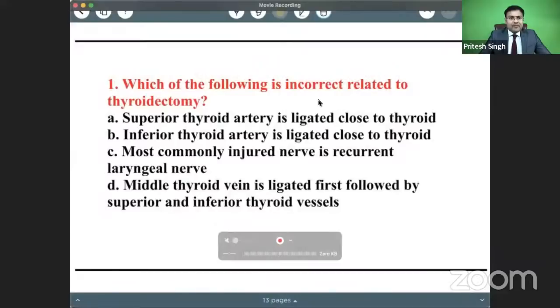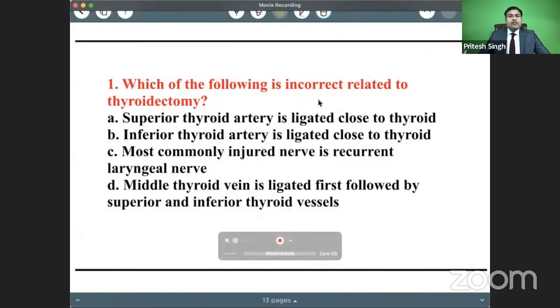Hello, everyone. So let's see the question related to thyroidectomy, because thyroidectomy is a very, very important topic. It is frequently asked in NEET PG, AIIMS. You have seen INI-CET questions. In that also, almost every year, you will get one question. So see the question related to thyroidectomy.